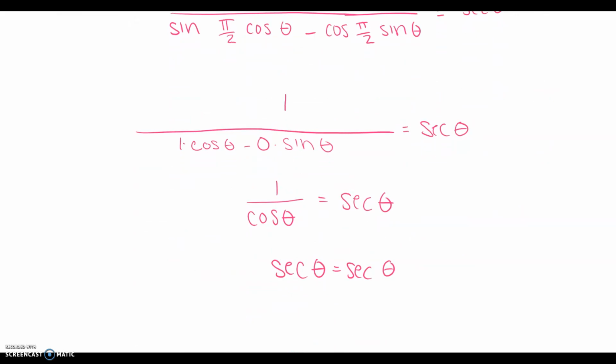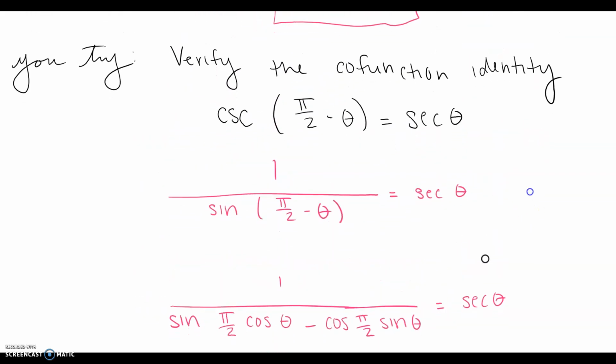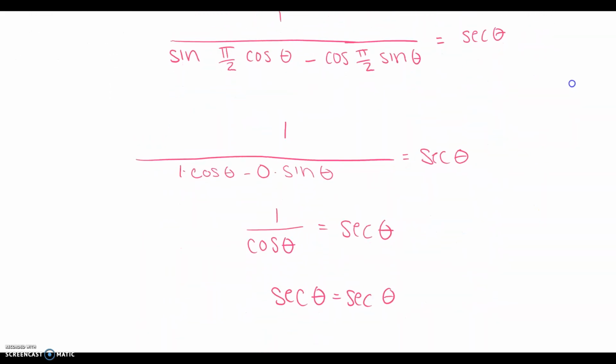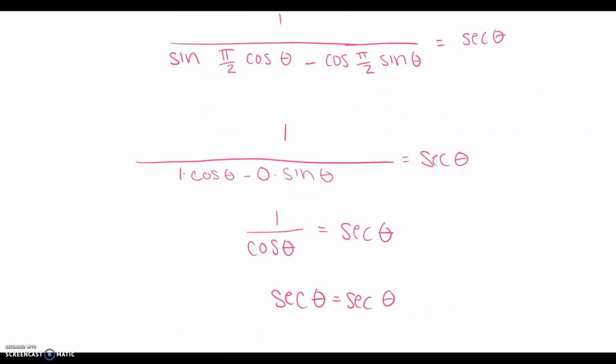So that's all I've got for you today. I hope it's pretty straightforward. Remember guys, there's only so many cofunction identities and there's a couple in your homework, so put 2 and 2 together.